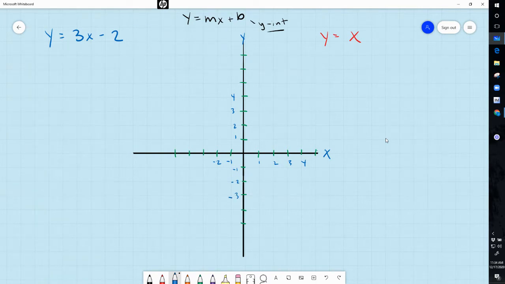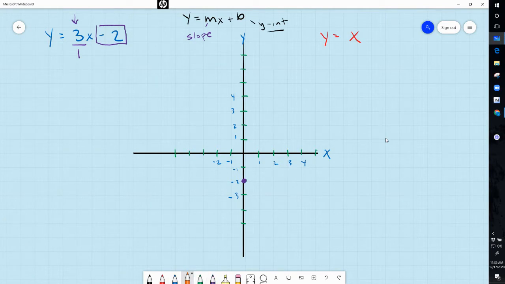The y-intercept is where I'm touching and crossing the y-axis. So at -2, I'm going to be on the y-axis. There's one point on my graph. This part is my slope. You should know that slope means rise over run. If you only have one number, like 3, you just put a 1 on the bottom. So now my rise is 3 and my run is 1.